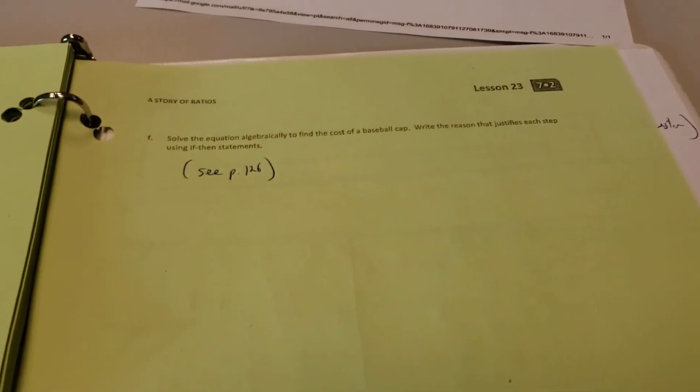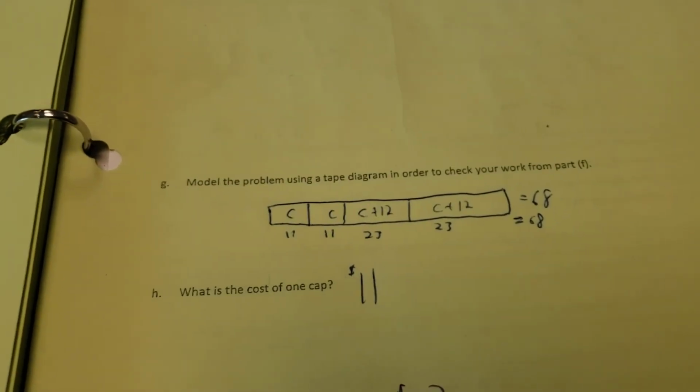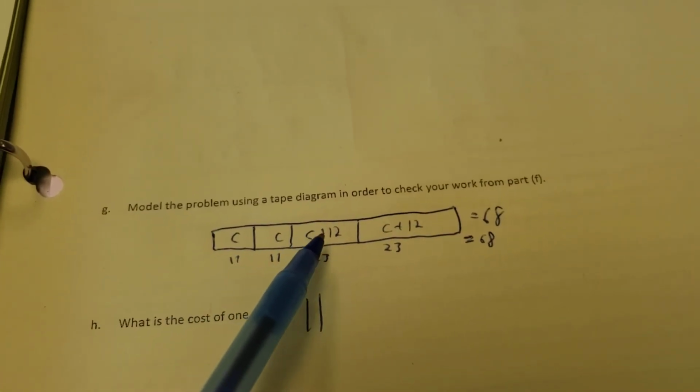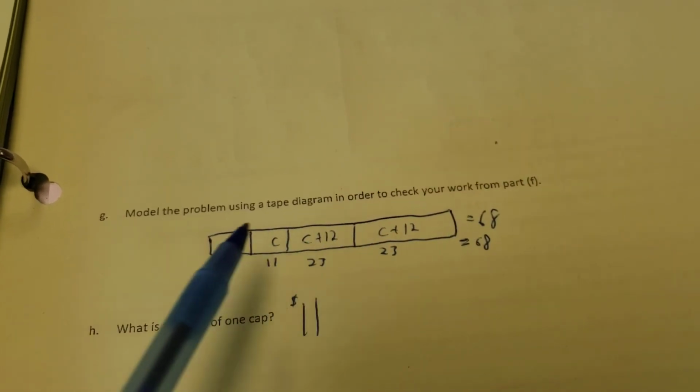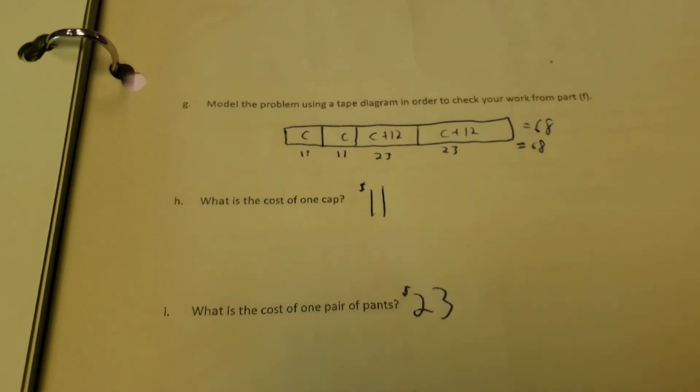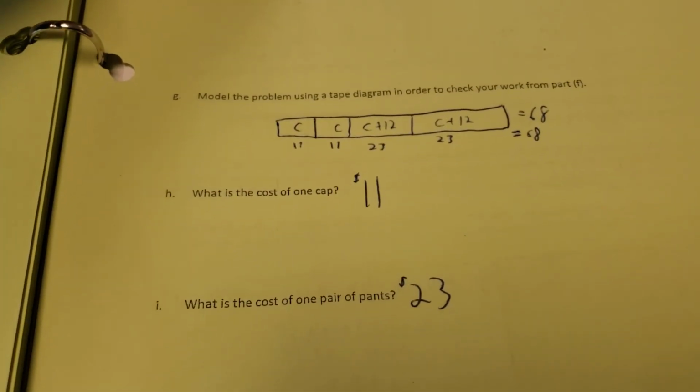So over the next page, we've already kind of solved it there. And you can use a tape diagram if you want. A cap, pants equals 68. And if you figure out you got 11, 11, 23, and 23, it does equal 68. So of course the cap is $11 and the pants are $23.